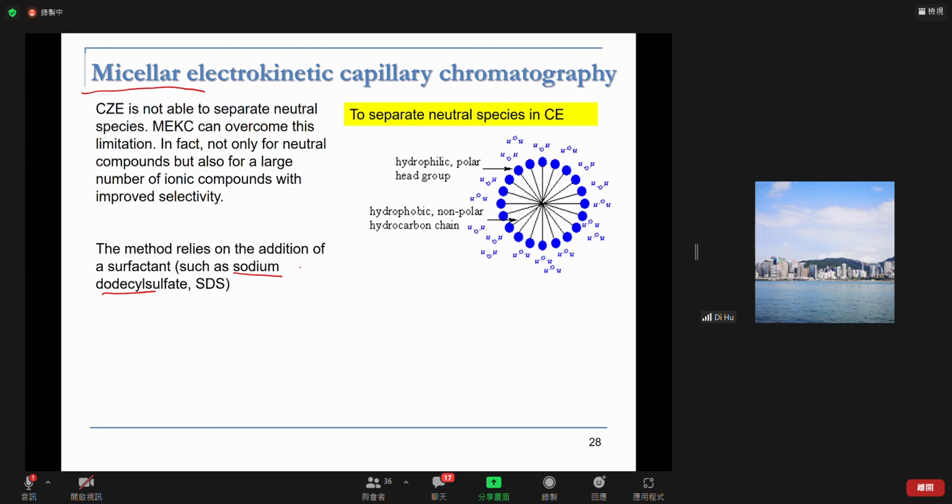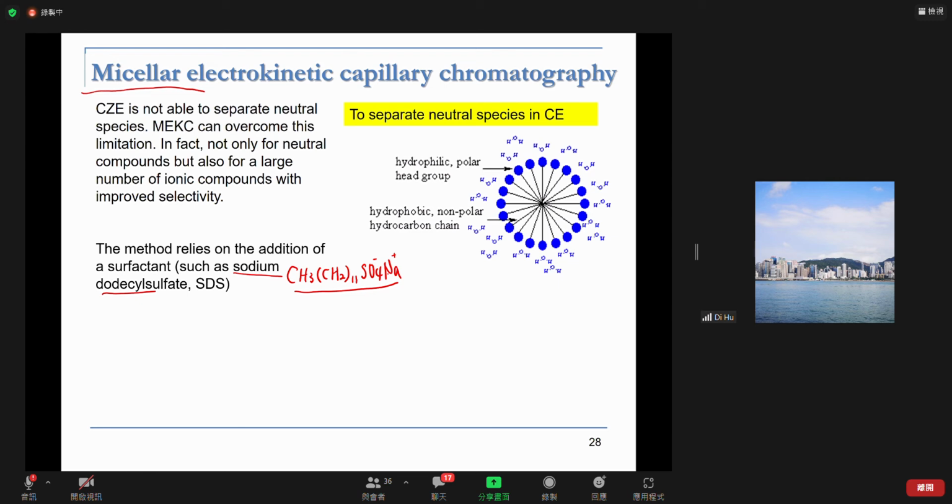This is a very commonly used surfactant. It's pretty cheap, very popular, and high purity. So not expensive, that's why it's popular. It has a total of 12 carbons, so that's why it's called dodecyl. Dodecyl means 12. So this is the SDS.